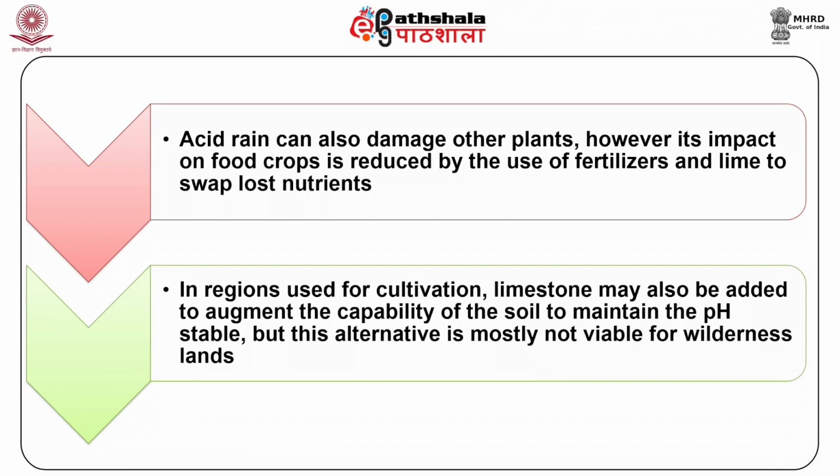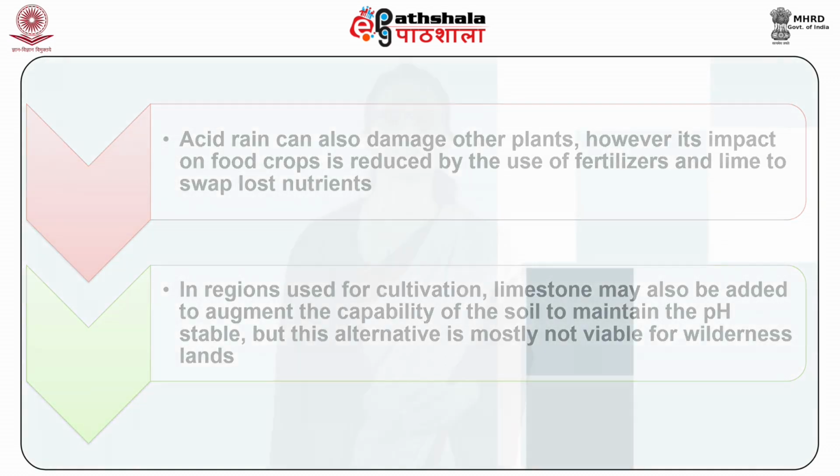however, its impact on food crops is reduced by the use of fertilizers and lime to replace lost nutrients. In regions used for cultivation, limestone may also be added to augment the capability of the soil to keep the pH stable. But this alternative is mostly not viable for wilderness lands. Trees like red spruce, however, are less cold tolerant and can be damaged during winters when calcium is leached from the needles of this species.